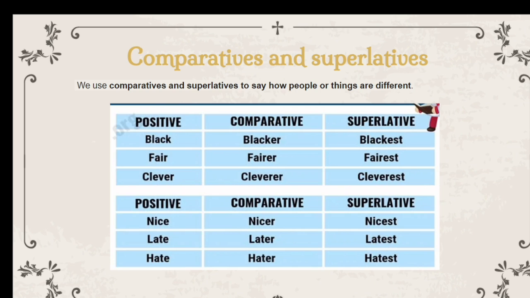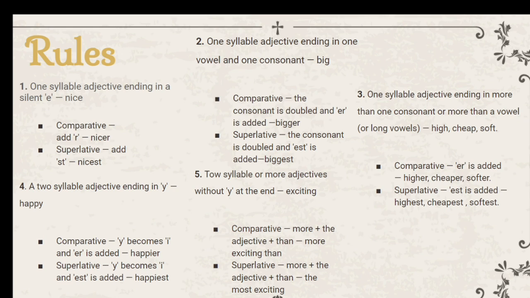The first topic is comparatives and superlatives. We use them to say how people or things are different. In short words, to compare. Here are some of the most important rules that there are. It is important to say that there are irregular words that need a special transformation, like good or bad.